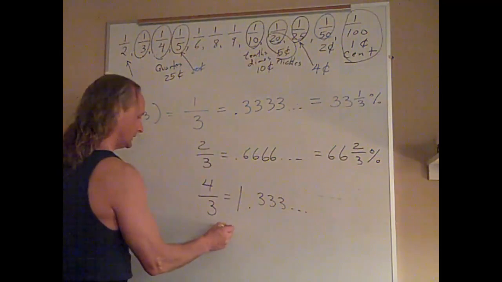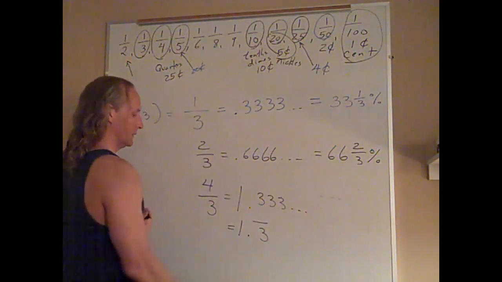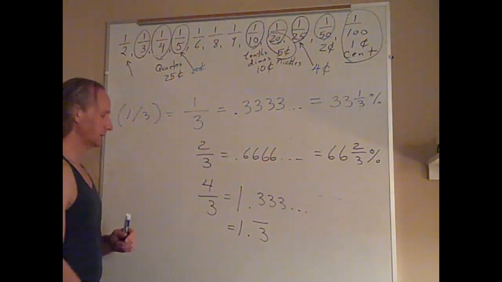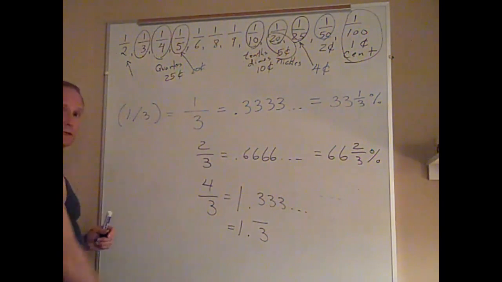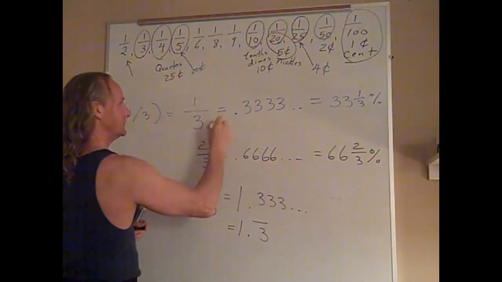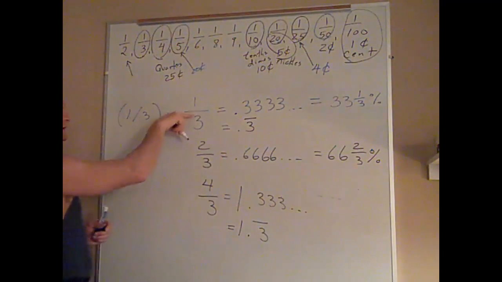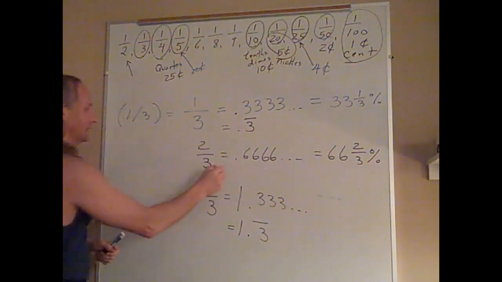So I can write this 1.3 with a bar over it. Well, that's kind of a hint, because look at this. Doesn't that look like a 1 and a 3 with a bar over it? Look at that. 0.33333 is 0.3 with a bar over it. Looks like it's almost there. That is 1, 3 with a bar over it.